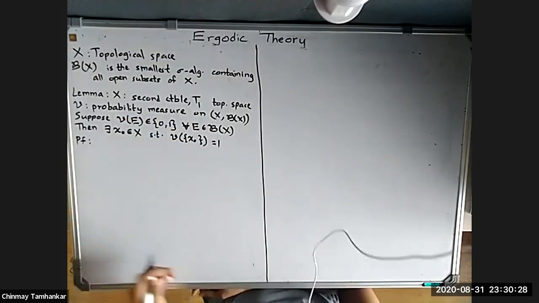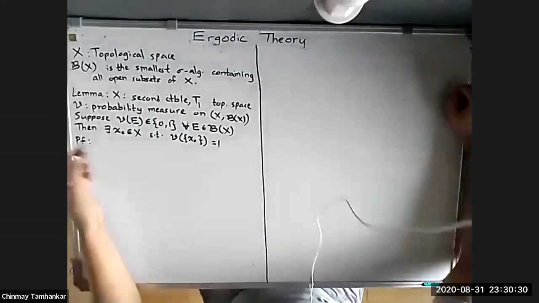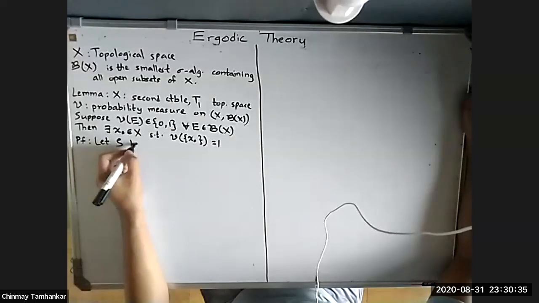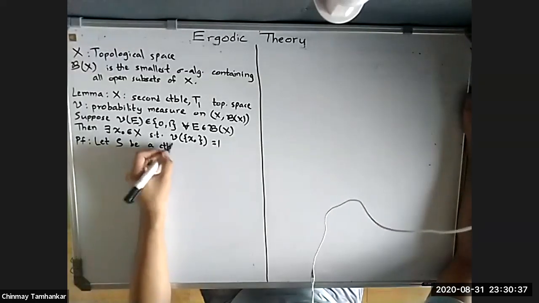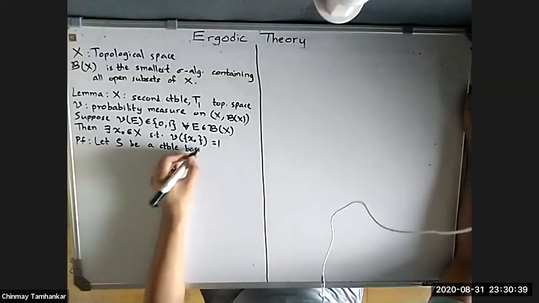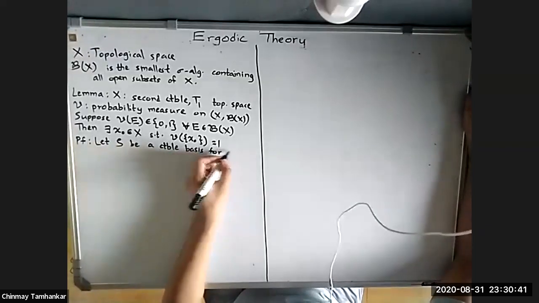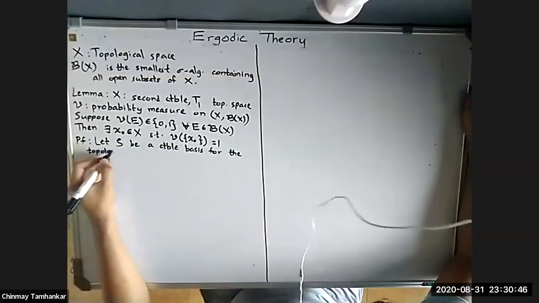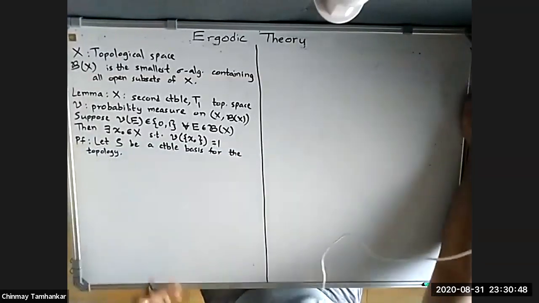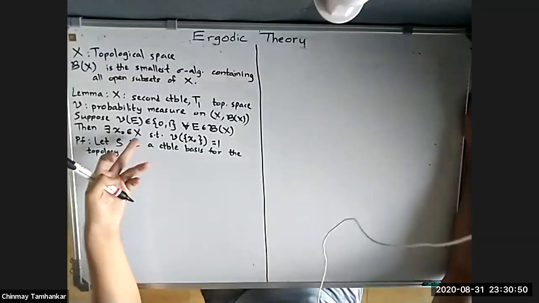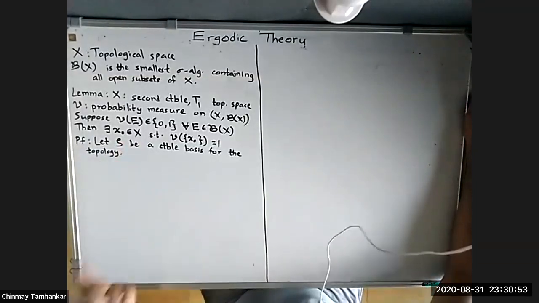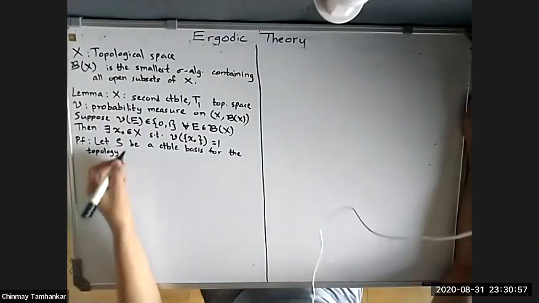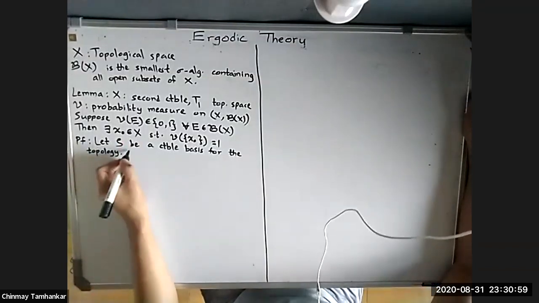So we'll prove this. Since X is second countable, we have a countable basis. So let S be a countable basis for the topology. And we can always assume that the whole X lies in S. If it is not, we can just take S union the singleton X.